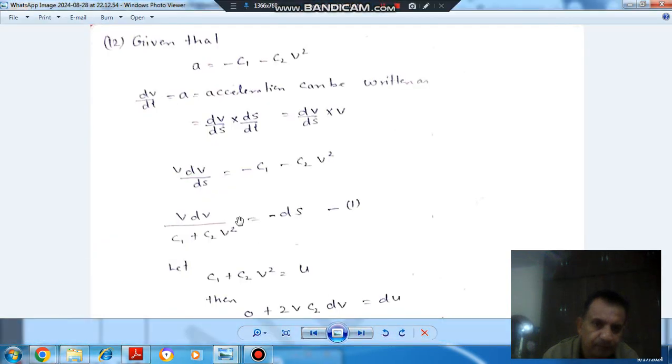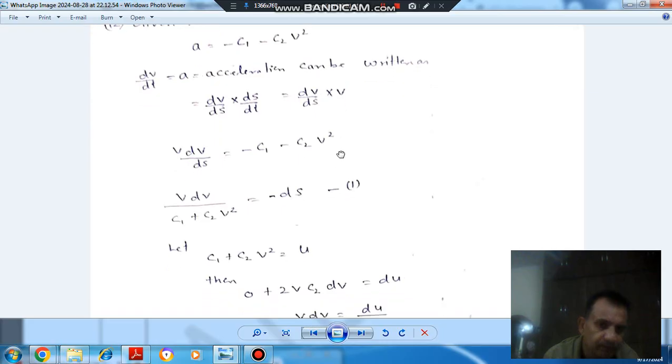So here, given that the acceleration is a is equal to minus C1 minus C2 V square, and we know that acceleration is dv by dt, and this dv by dt can also be written as dv by ds into ds by dt, by chain rule. So ds by dt is your v, and this is your dv by ds. So acceleration can be written as v dv by ds.